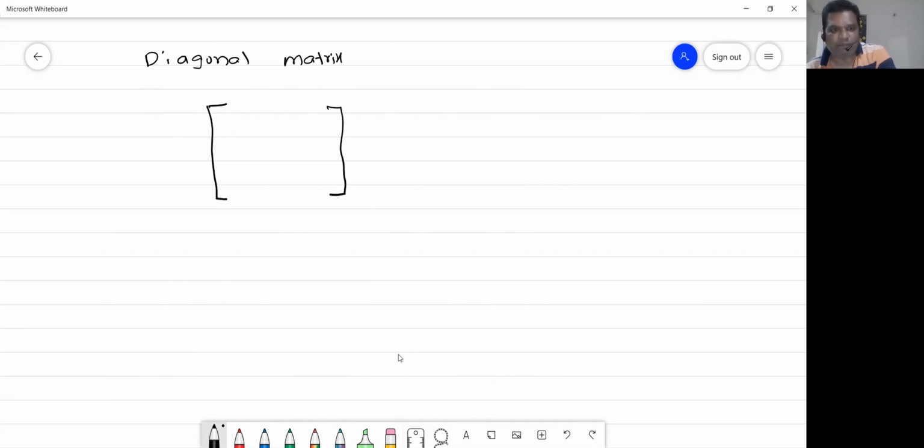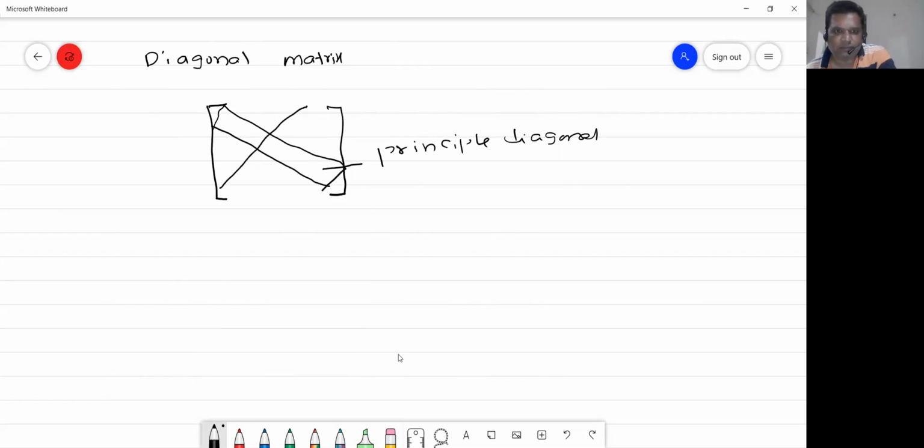What is the principal diagonal? Observe this one. This is the principal diagonal. This is called the secondary diagonal.